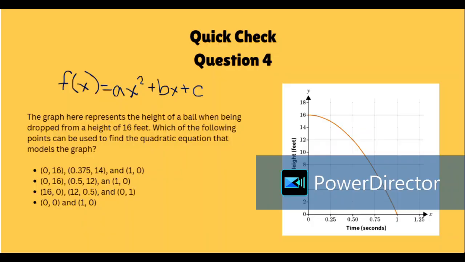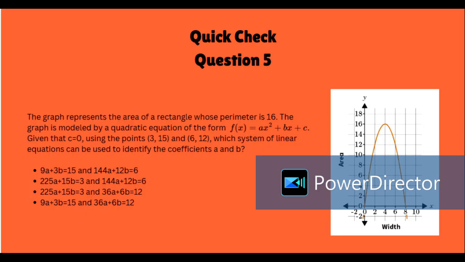Okay. Now here's quick check question number 5. The graph represents the area of a rectangle whose perimeter is 16. The graph is modeled by a quadratic equation in the form of f of x is equal to ax squared plus bx plus c. Given that c equals 0, using the points 3, 15, and 6, 12, which system of linear equations can be used to identify the coefficients a and b?